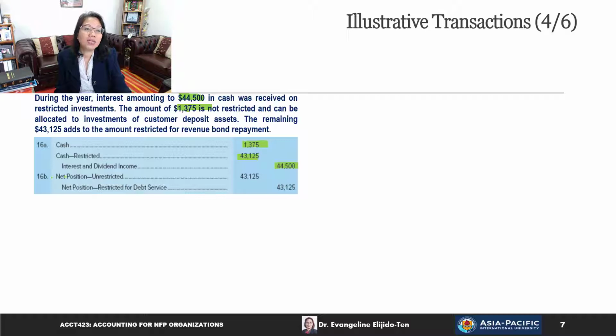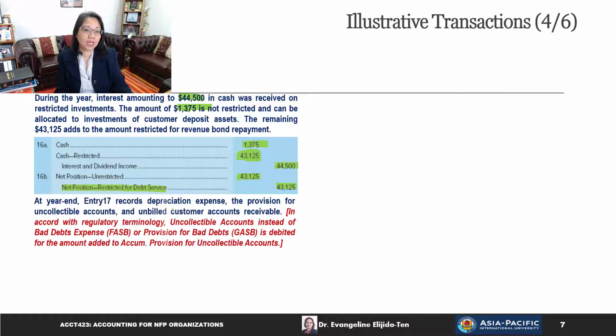So, we'll debit net position unrestricted for 43,125 and credit net position restricted for debt service for 43,125. So, this cash that has been restricted should also be reflected in the net position that's restricted for debt service. Okay, that's what we're doing in entry 16B.